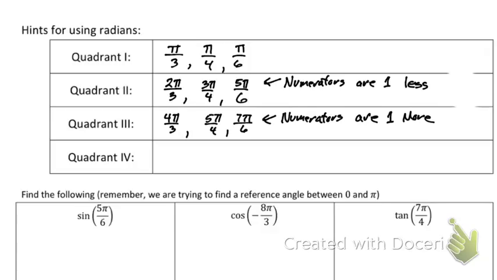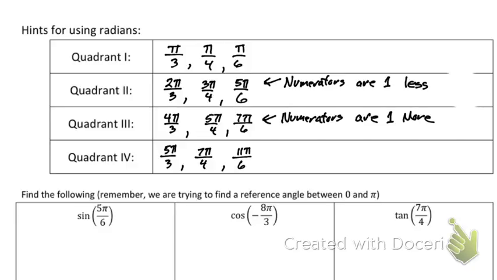All right, the final one is quadrant 4. This is kind of the oddball one. We have 5 pi over 3. We're going to have 7 pi over 4. And finally, we're going to have 11 pi over 6. So I look at it as kind of the oddball one. The other way you can look at it is if I add 1 more to each of these, it'll actually be 2 pi. So if I had 6 pi over 3, that would be 2 pi. If I had 8 pi over 4, that would be 2 pi. If I had 12 pi over 6, that would be 2 pi. So they're 1 away from being 2 pi in the numerator.